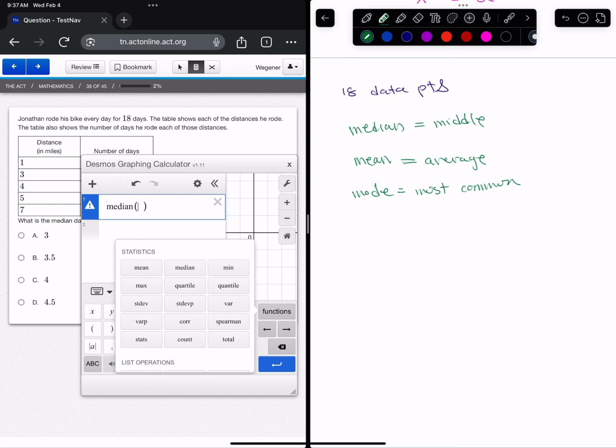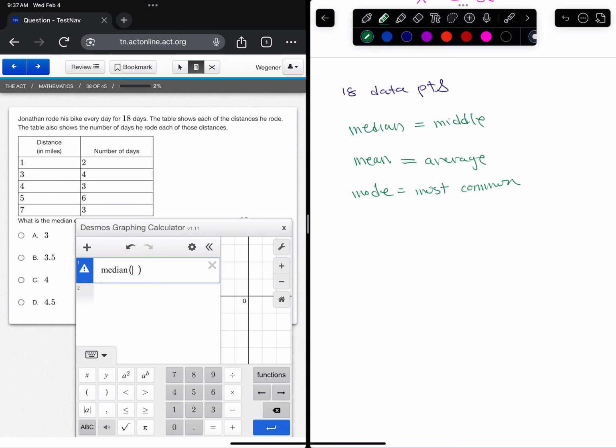Okay, we're just going to go ahead and put in the frequencies of each distance. So for the number of days for just 1 mile, he did it twice. So 1, comma 1. There's 2 1s right there. For 3 miles, he did that 4 times. So let's see, 3 comma 3. Make sure you put commas in between those data points.